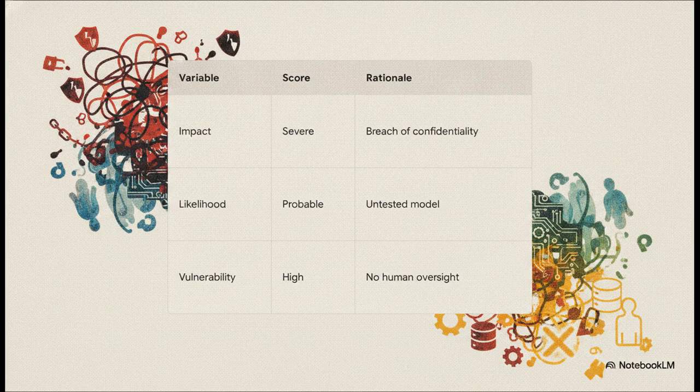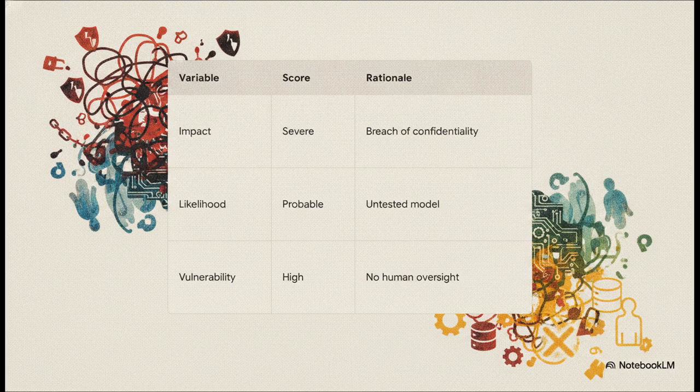What is the impact if it fails? What is the likelihood of failure? And what are our current vulnerabilities? Let's take impact first. In a legal aid context, an AI hallucinating facts or mishandling sensitive data could easily lead to a total breach of client confidentiality. Because of that, we score the impact as severe.